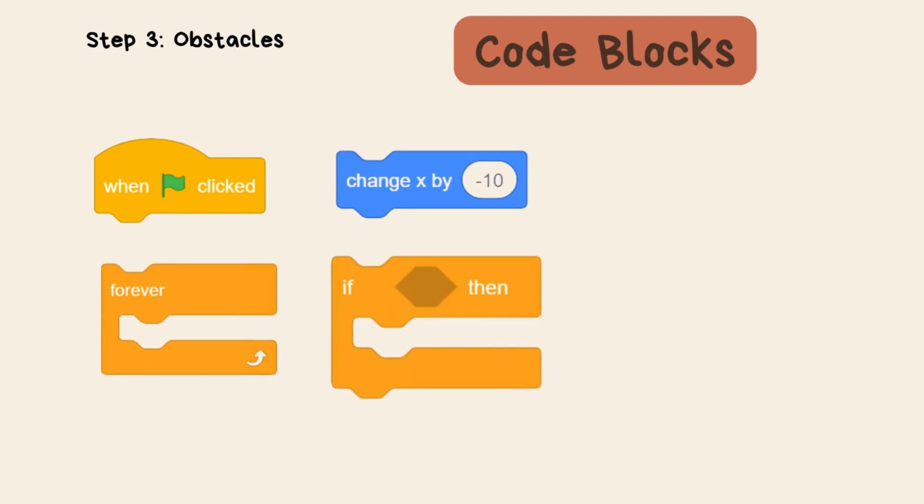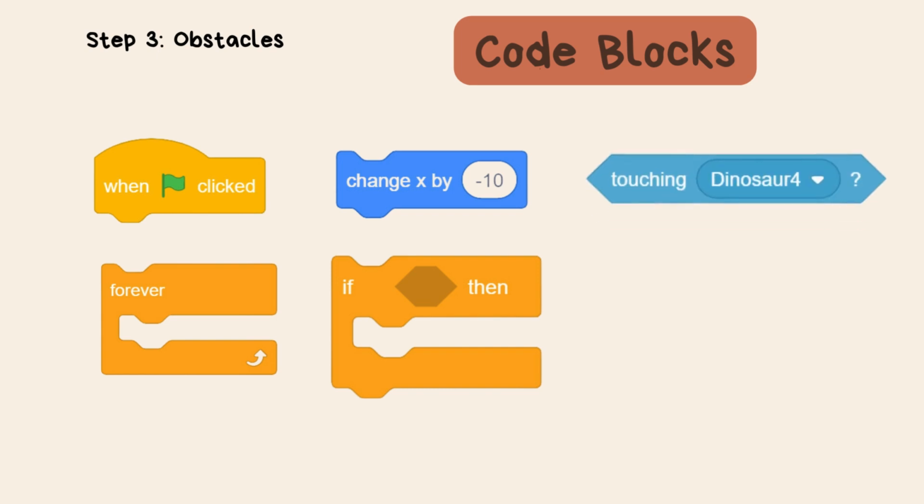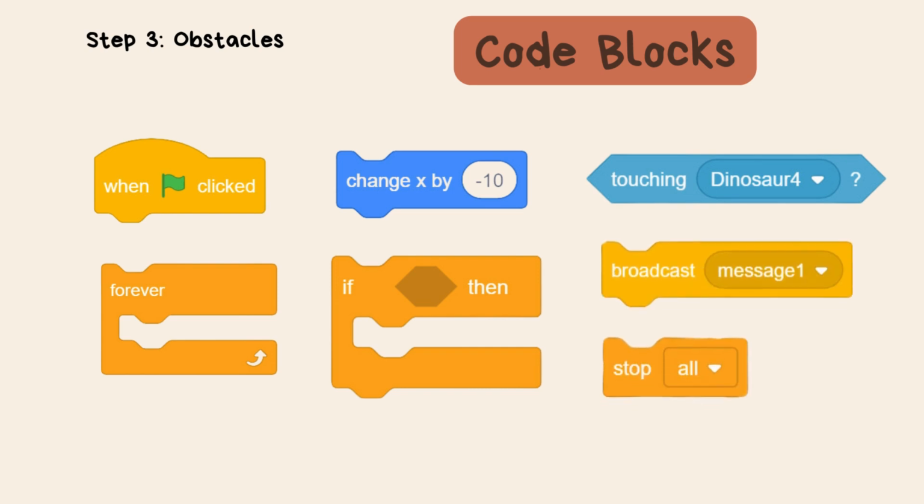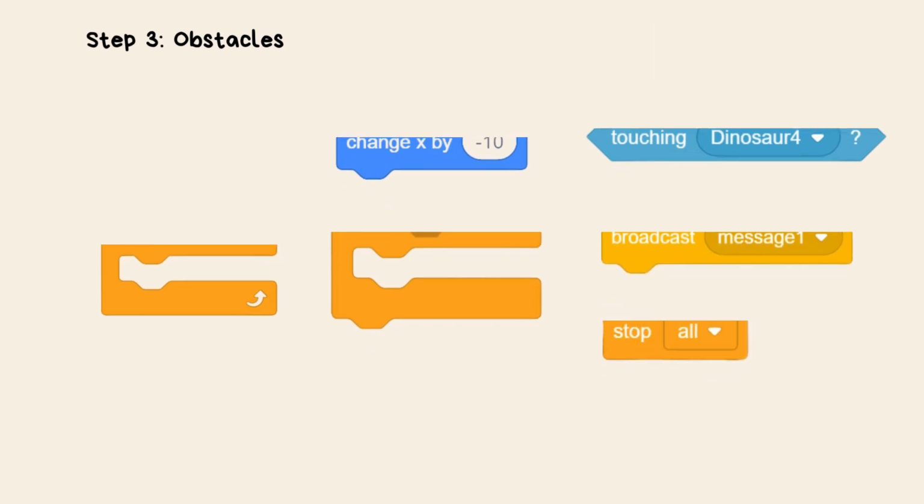Add an if block that says, if touching dinosaur, then do something. This can stop the game, or you can display a game over message. Please arrange them to finish step 3.